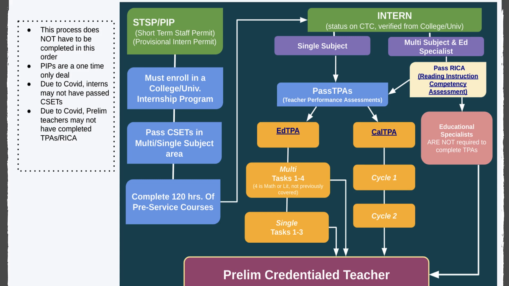Because of the executive order N-6620, these folks were allowed into intern programs with the notation that they will not be issued a preliminary credential until all state competencies are met. In addition, you will see up here the route for interns to obtain their preliminary credential. Again, the important item to remember and why we are here today is because interns were allowed to be issued preliminary credentials without passing their TPAs and/or RICA.